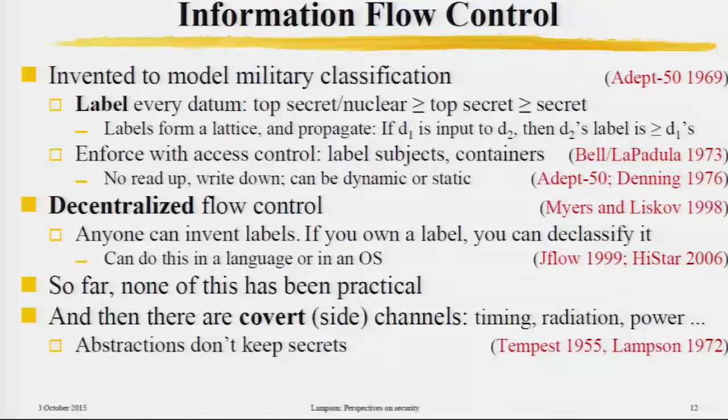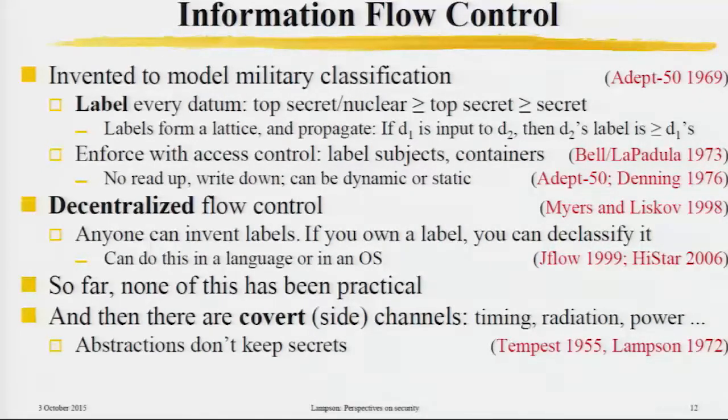This scheme was invented to model the military classification scheme. So the basic idea is you label every datum: top secret nuclear is more highly classified than top secret, which is more highly classified than secret, and so forth. The labels form a lattice, and they propagate in the sense that if you feed data into some computation, then the label on the output has to be at least the max of the labels on all the inputs. And people worked out schemes for enforcing this with access control by labeling the subjects and the containers and making a rule that data can only flow upwards from a container to subject to other container. And you can do this in a variety of different ways.